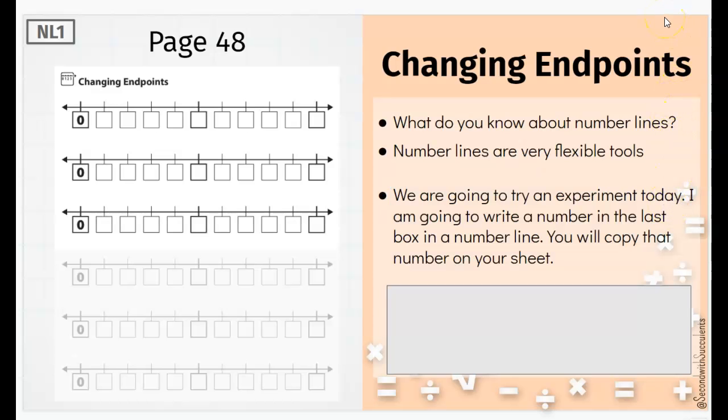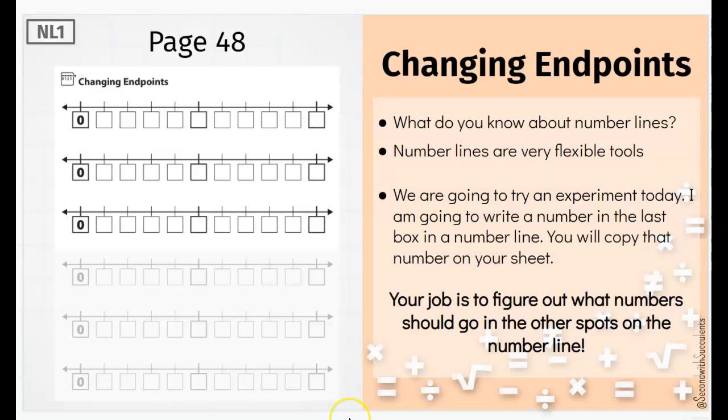Today, we are going to try an experiment. I am going to write a number in the last box in a number line. You will copy that same number on your sheet. So I'll write some numbers in the last boxes here, here, and here. Here's your job. Your job is to figure out what numbers should go in the other spots on the number line. Let's get started.